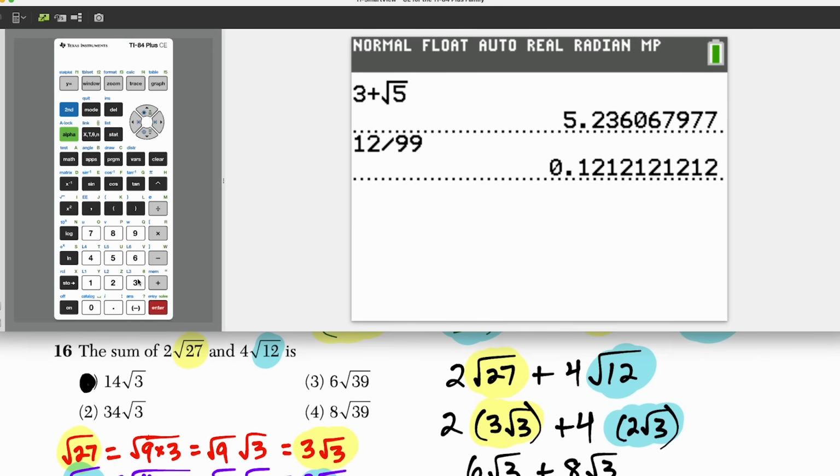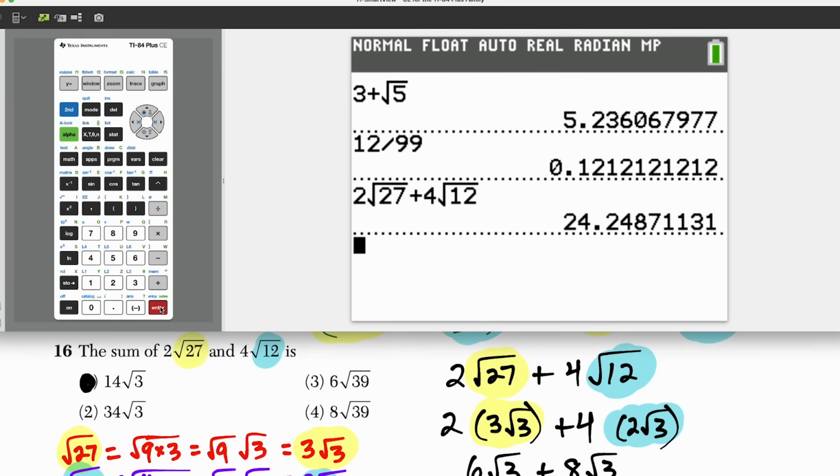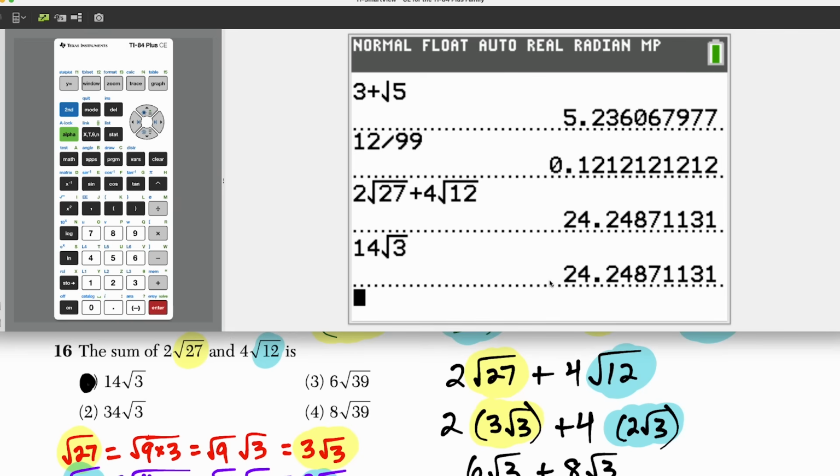But of course, for something like this, we could just plug this into the calculator. So we have 2 square root 27, and we hit the right arrow to get out, and then we press plus. 4 square root is second x squared. 12, and we press enter, and then we just run through all the answer choices. So 14 square root 3 should give us a match, and notice that we get an exact matching decimal here. So choice 1 is definitely correct.